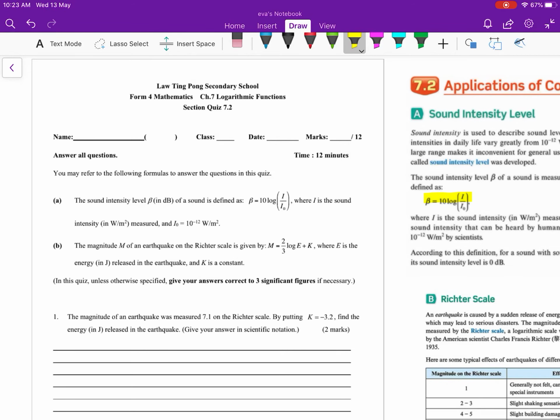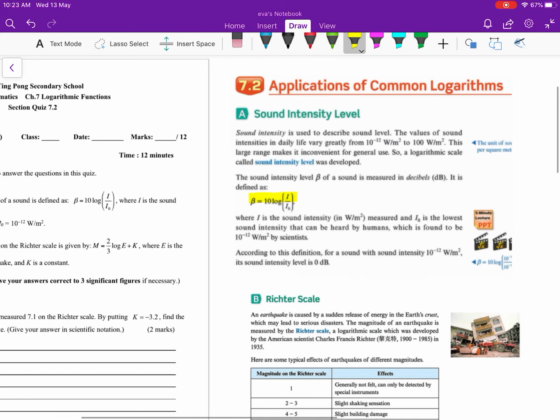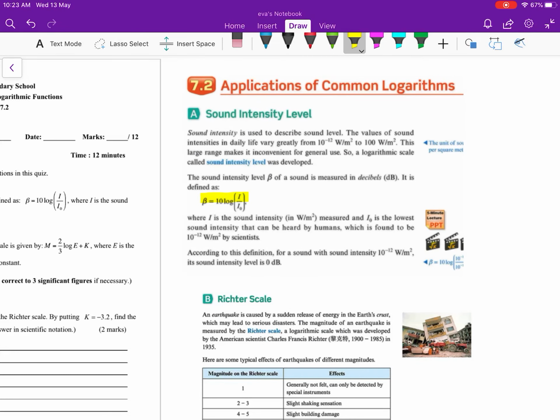Today I'm going to tell you the solution of session quiz 7.2. Before we go to the answers of the session quiz, we are going to look at the content of session 7.2. This session is about application of common logarithm. And in this session, there are only three parts we have to pay attention to.